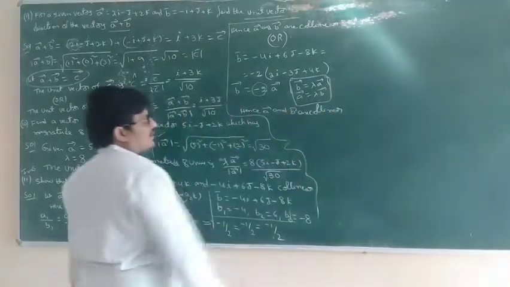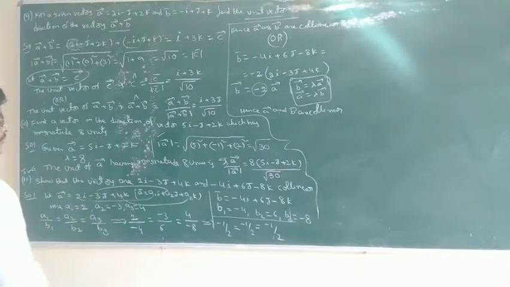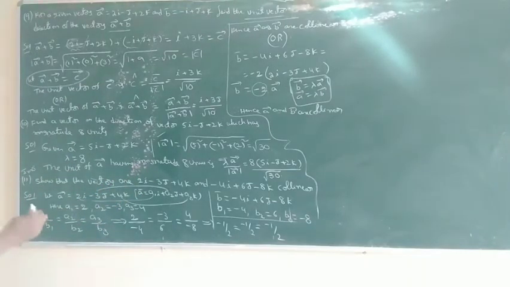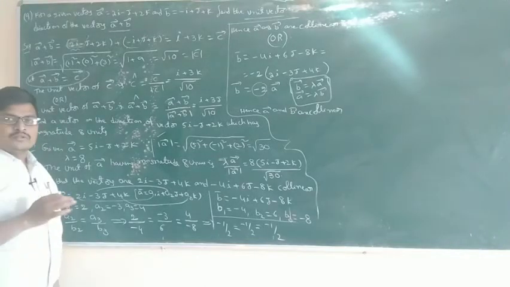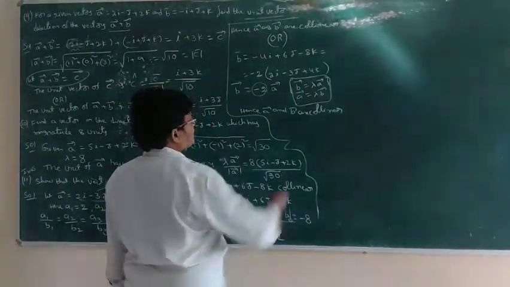These are two methods for collinear vectors. Okay, this is the procedure. For parallel, collinear, we have only two vectors, not three vectors. These two methods are there, and we can use any method. Okay, this is the 11th problem.